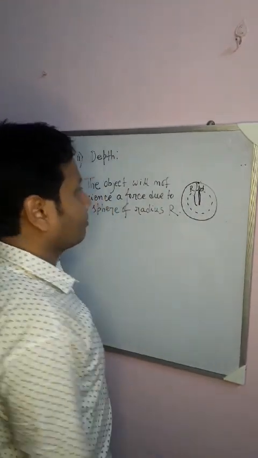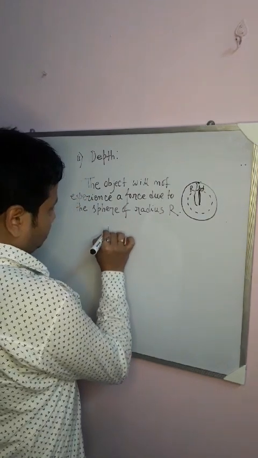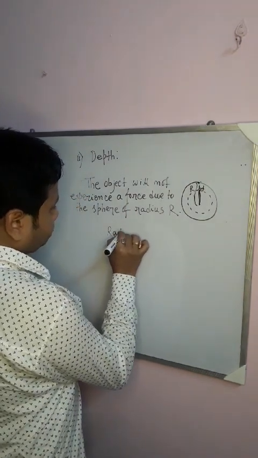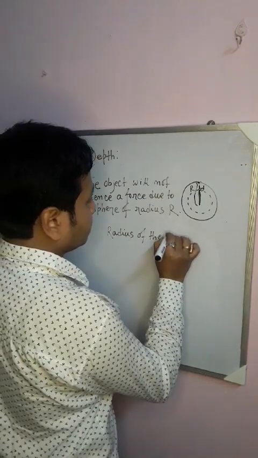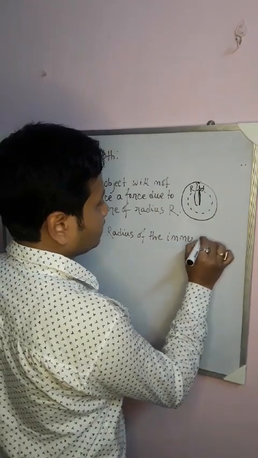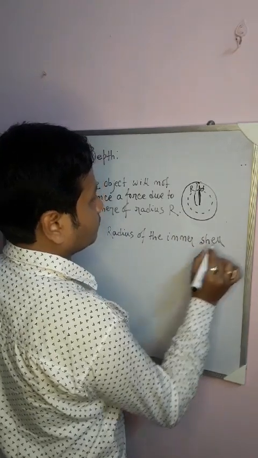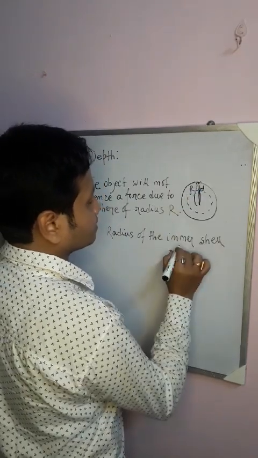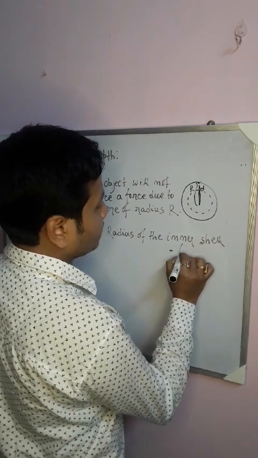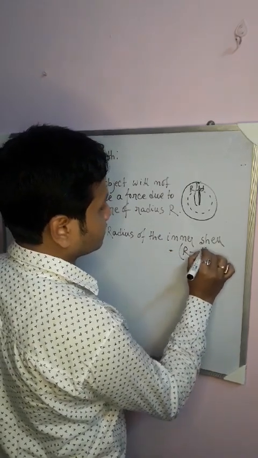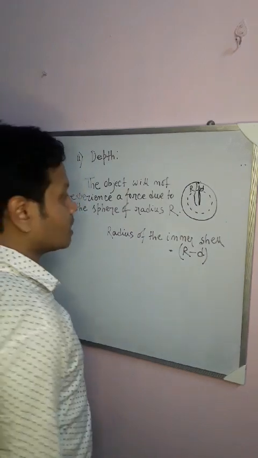Okay, now what is the radius of the shell? The radius of the inner shell, we all know, is r minus d. So the radius of the inner shell is simply r minus d. Now what would be the mass of the shell?